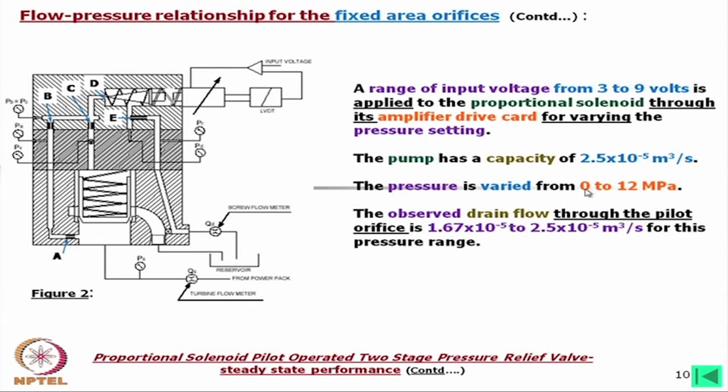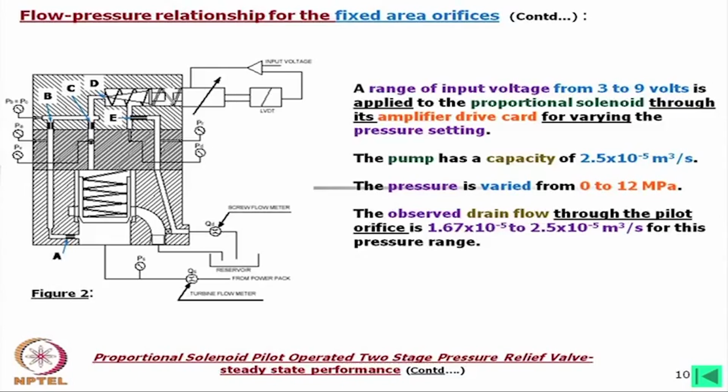Now, I would like to say at 0 pressure there was definitely no flow, but we varied from 0 to 12 megapascals, then definitely at certain pressure this opened, and for this range the flow was 1.67 to 2.5 × 10^-5.